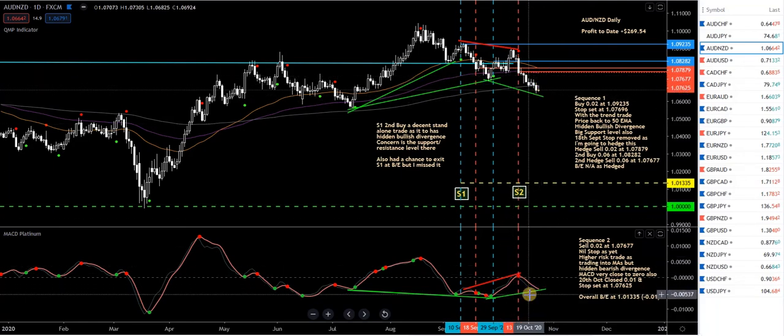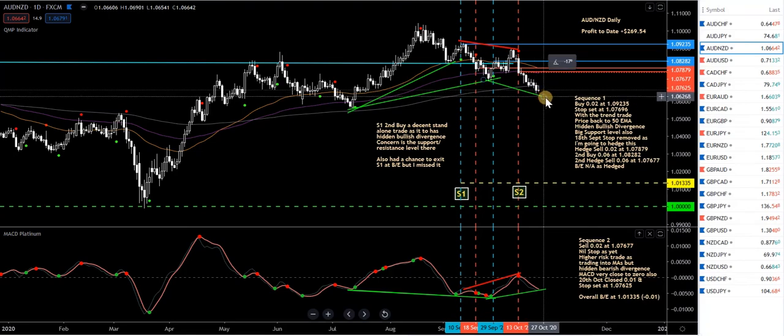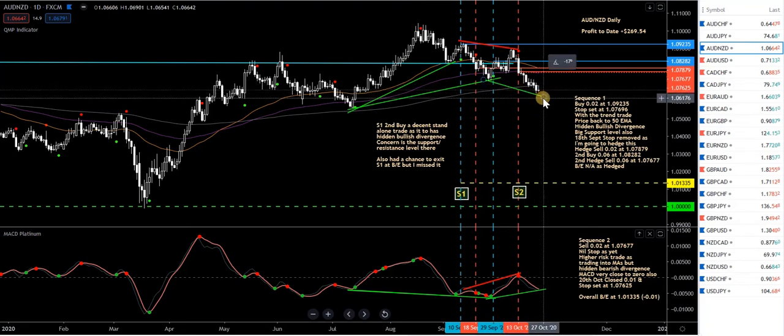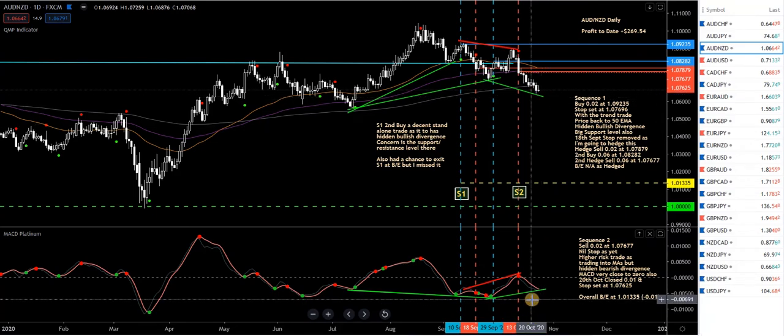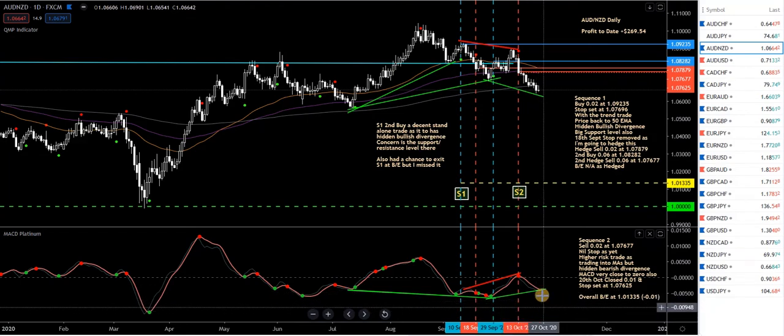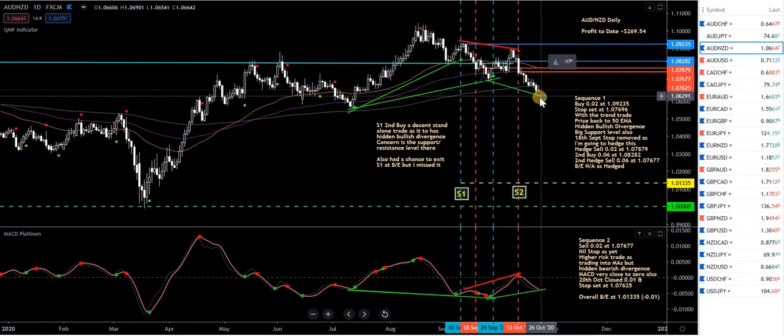What I'm looking for now, I've started to draw green trend lines in, so there is potential at this stage, only potential regular bullish divergence forming. Now, if the MACD Platinum keeps on coming down, and this line goes below the 0 degrees, then I'd remove those lines. They're no longer valid. But in the meantime, it's looking like it's going to set up for a buy.